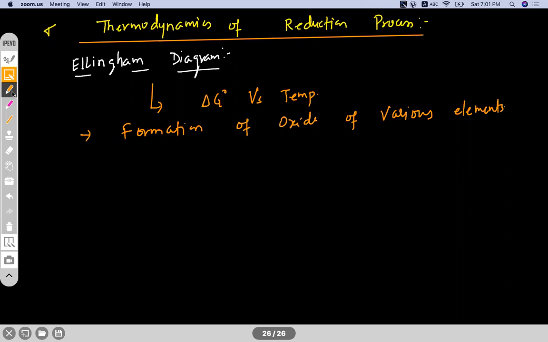Suppose we have M solid, and it combines with oxygen. Basically, it is a formation of oxide. We can also do this for halides and sulfides, and draw the Ellingham diagram, but in the syllabus mostly they ask for oxides, so we are discussing oxides only. M plus O2 gives MxO. I'll write 2 here and 2x on this side.